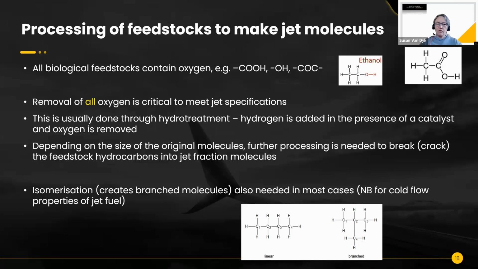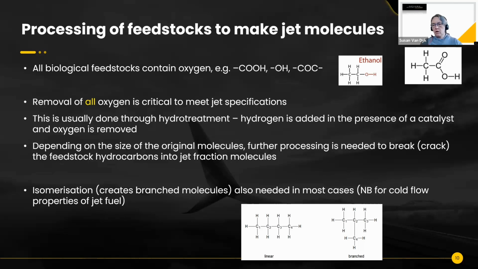So one of the key things that you need to know is that when you upgrade any of these feedstocks into jet fuel, you have to remove all the oxygen. And this is usually done through hydrotreatment and other processes, but hydrogen is absolutely critical to remove the oxygen. And the characteristics of the feedstock will determine the extent to which you process it and the amount of hydrogen that you need.